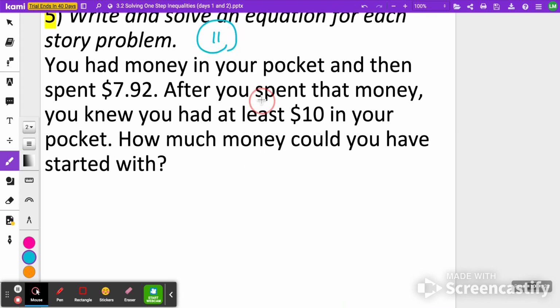Here it is. We know we're getting at least $10 back in our pocket. At least means $10 or more. So that's the very first part we'll start with. Greater than or equal to 10. Because I spent $7.92, that just means I started with a bigger amount and I'm subtracting $7.92 from that amount.